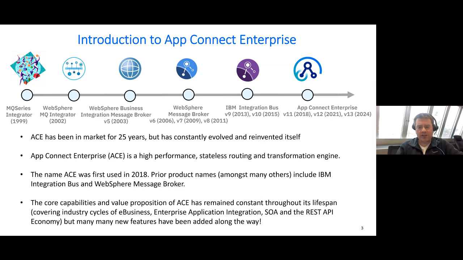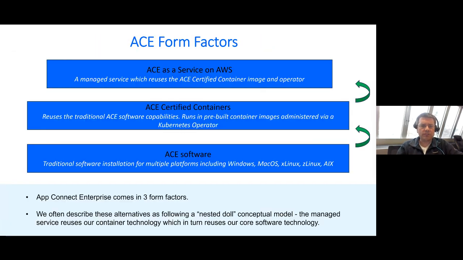Really, within all of those places, integration is still just about getting different applications to talk to one another more effectively. And that's remained a constant through our history. I was talking about containers yesterday. Today, I'm going to focus more on traditional software. But because of the nested doll approach that we take to the release of App Connect Enterprise, you get the benefit of these features in each of our 3 different form factors. So this isn't just about the software, it's also about passing that up into our certified container platform on OpenShift or other variants of Kubernetes, and also our managed service up on the public cloud.